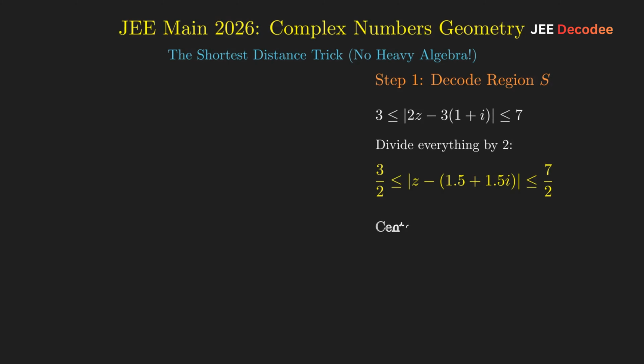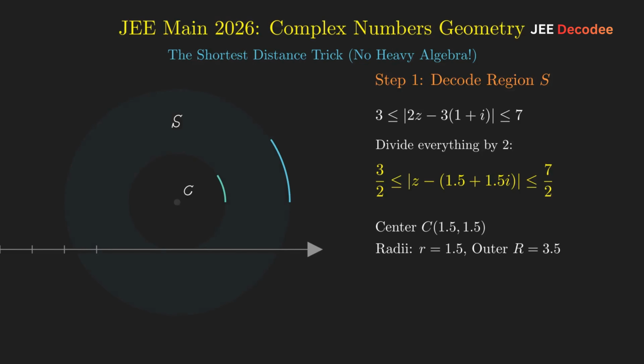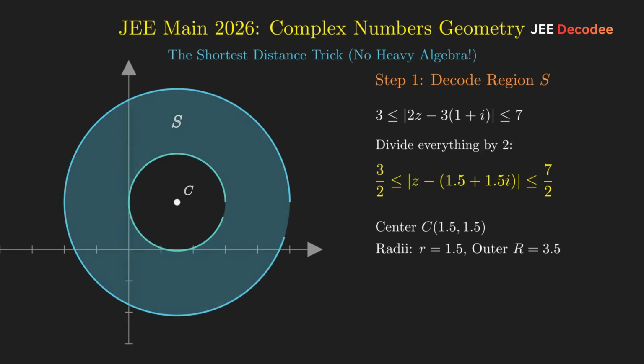Now, this is beautiful. This is the standard equation of a region between two concentric circles. Our center C is at the point 1.5, 1.5. The inner radius is 1.5, and the outer radius is 3.5. Let's draw this on our complex plane. Here is our center C, our inner circle, and our outer circle. The shaded blue annulus is our region S.